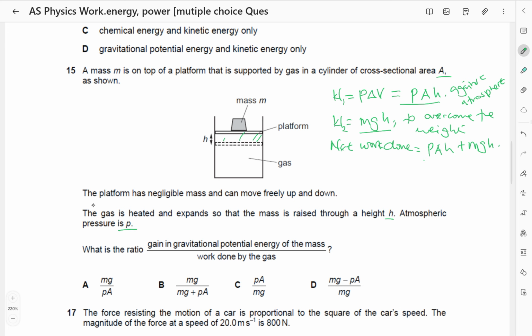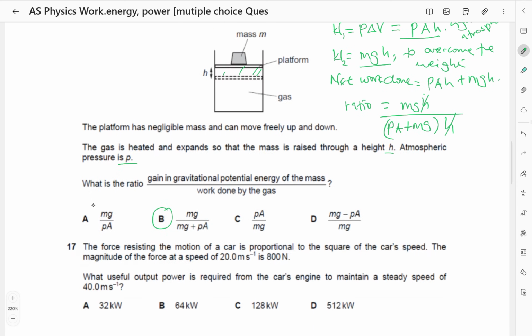So we now want the ratio. Gain in potential energy of the mass, which is simply mgh, divided by the work done by the gas. The total work done by the gas is the work done against the atmosphere plus the work done to overcome the weight of the mass. So the ratio is simply going to be mgh divided by (pA plus mg) times h, and of course h cancels out. So that means our answer is automatically going to be B.